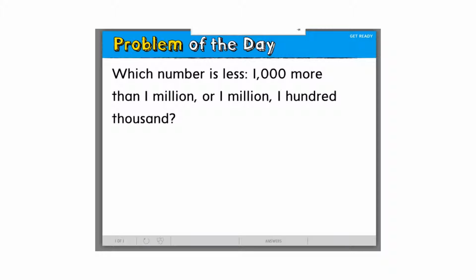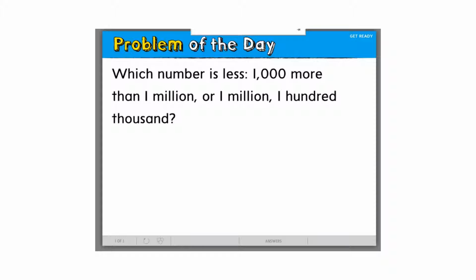So here's your problem of the day. Which number is less? 1,000 more than a million, or 1,100,000? They've written these two numbers in short word form, and you're going to tell me which one is less. Try to write both of those numbers in standard form, and then compare them.